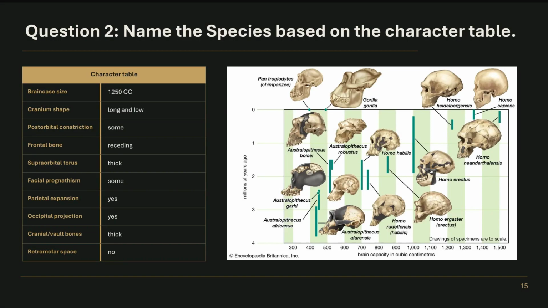Practice identification, Homo heidelbergensis. Now, you have a specimen with a cranial capacity around 1,250 cubic centimeters, a long, low cranial vault, some postorbital constriction, a receding frontal bone, a thick supraorbital torus, some facial prognathism, parietal expansion, occipital projection, thick cranial bones, and no retromolar space. You can and should use the image on the slide to help you if needed. I will give you 30 seconds to decide on your answer.